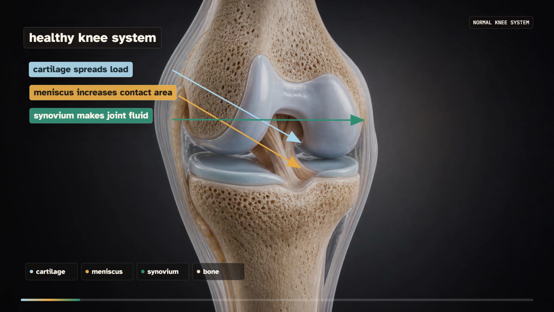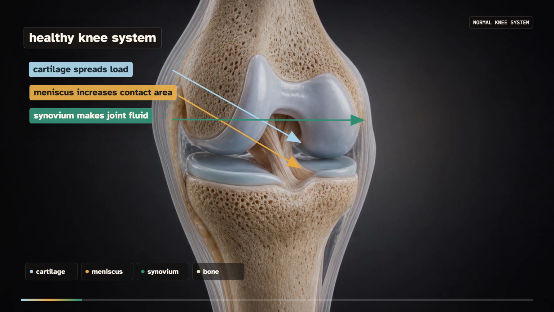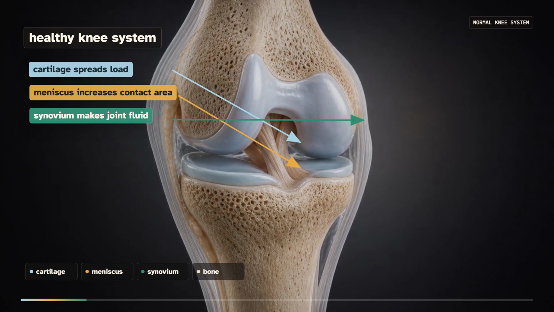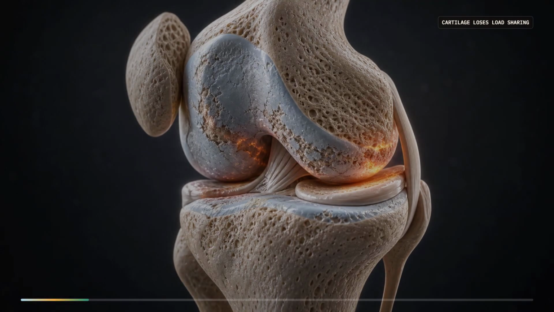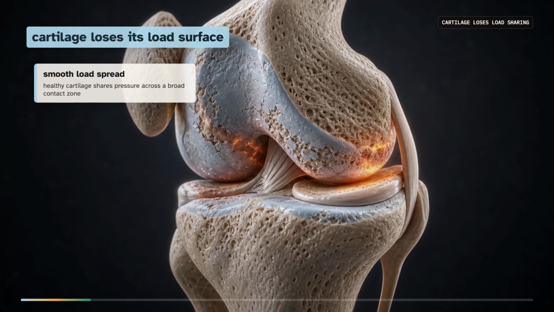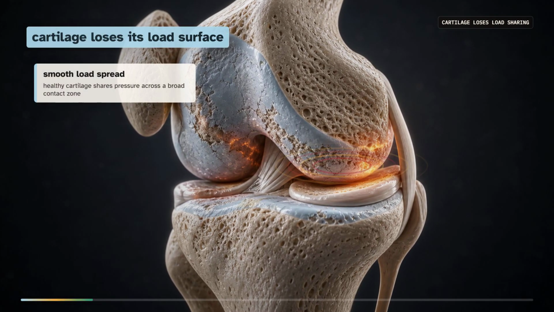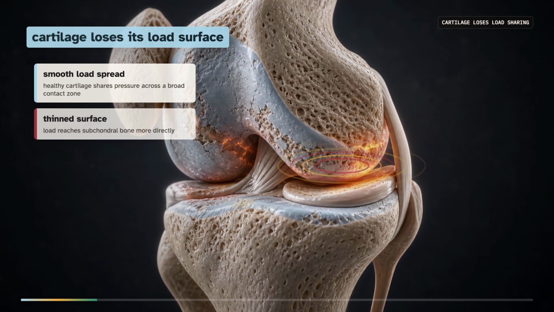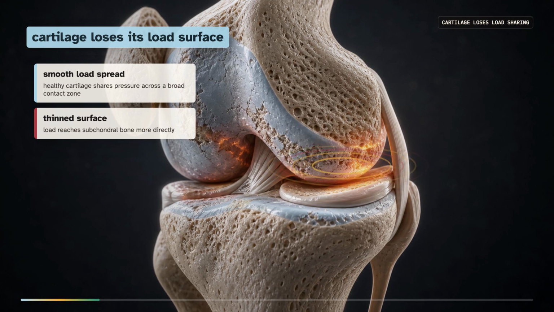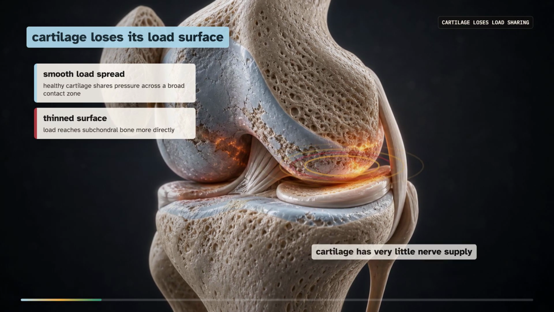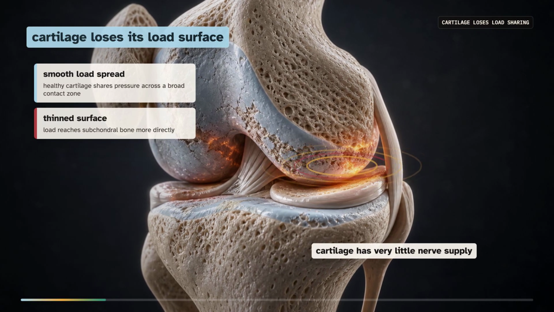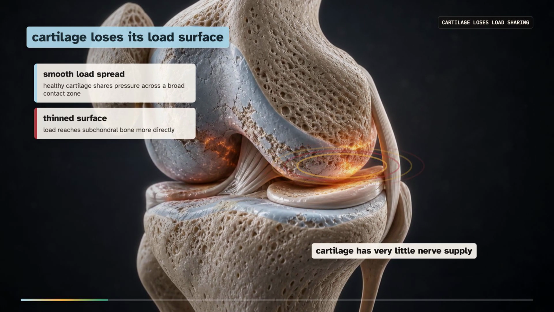Around the inside of the joint is synovium, the living lining that makes joint fluid and can become inflamed during an arthritic flare. In osteoarthritis, the cartilage surface becomes less smooth. It can soften, crack, thin, and eventually expose areas where load reaches the bone more directly. But cartilage itself has very little nerve supply, so the pain of arthritis cannot be explained by cartilage alone.